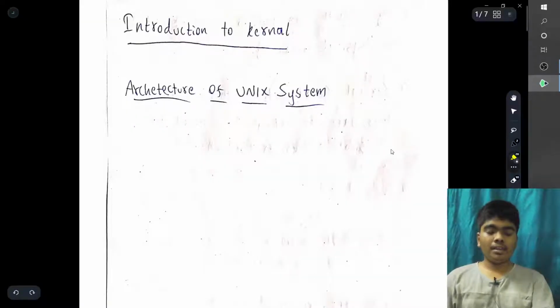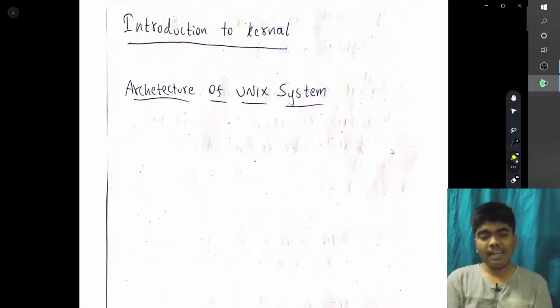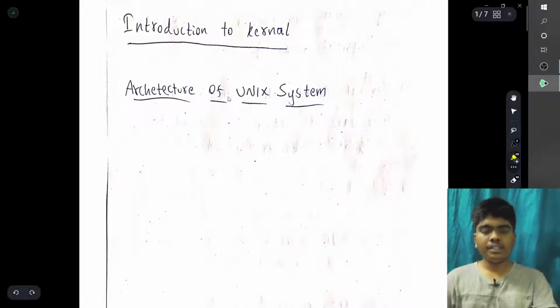So welcome back guys, this is Madhav PVL and today we are going to discuss completely about the kernel in the Unix operating system, and we are also going to discuss the file distribution and file systems in this Unix operating system. Before getting into that, an introduction to the kernel architecture of a Unix system.